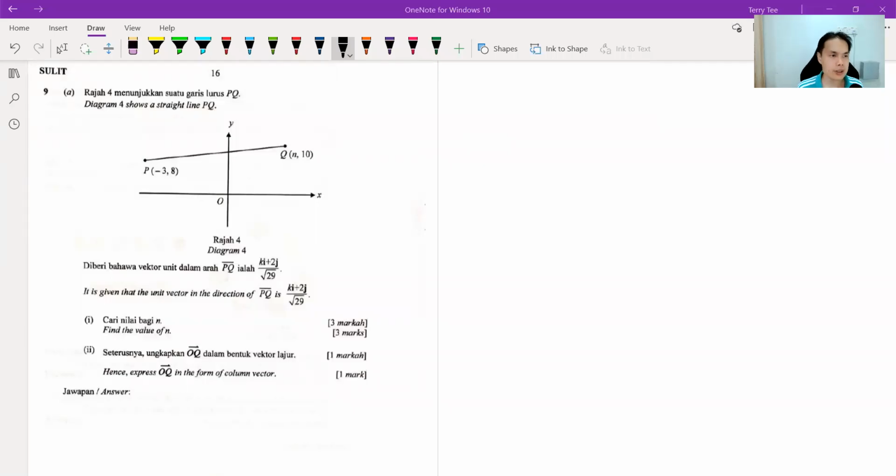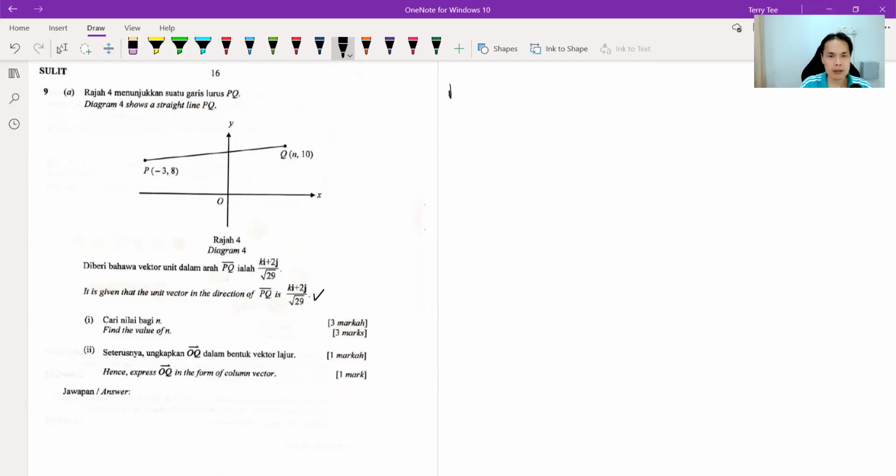Okay, moving on to question number 9. So here we have a diagram that shows a straight line PQ, right? And the unit vector in the direction of PQ is given as this. You're supposed to find the value of n and express OQ in the form of a column vector.